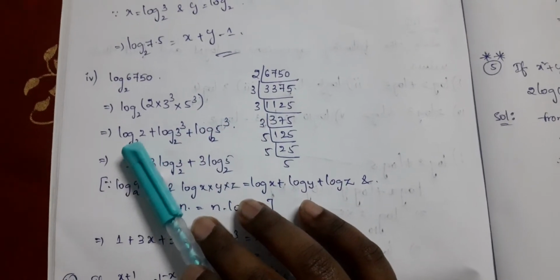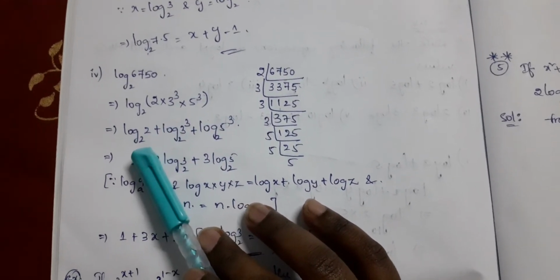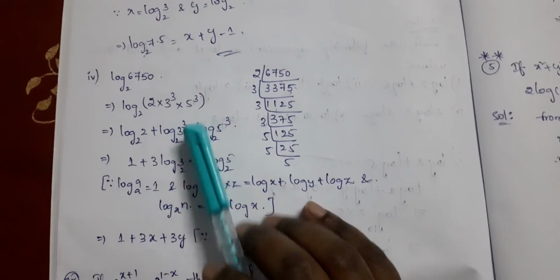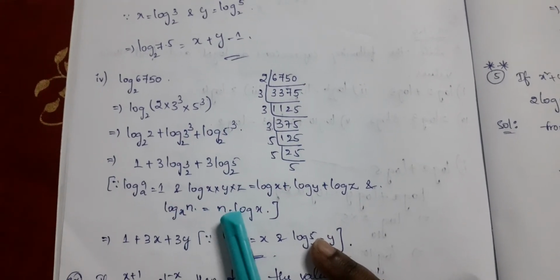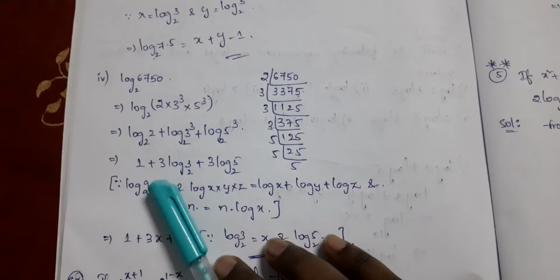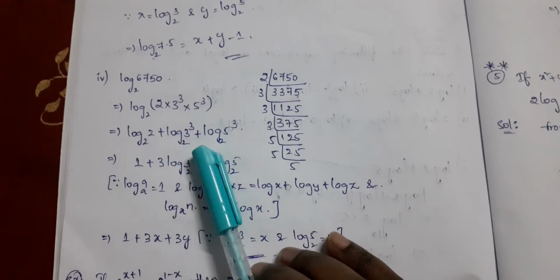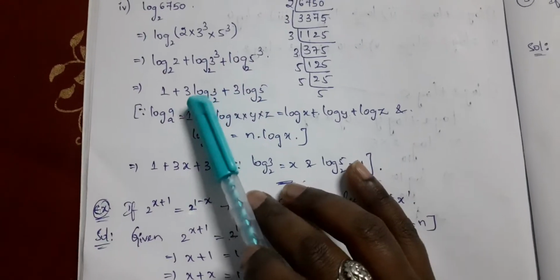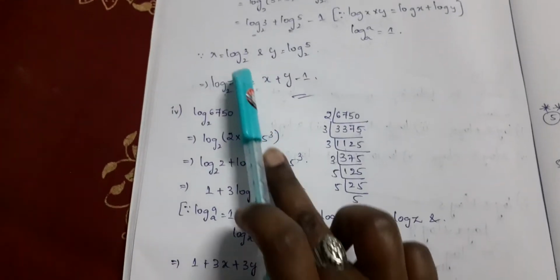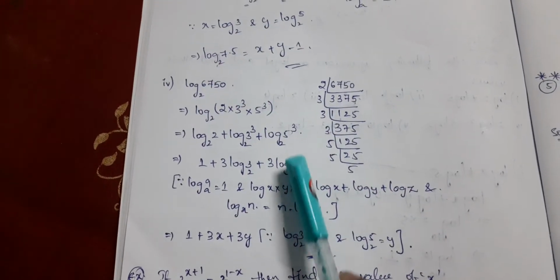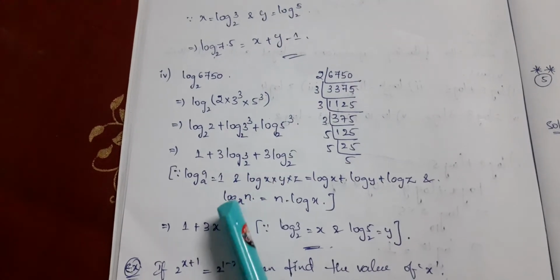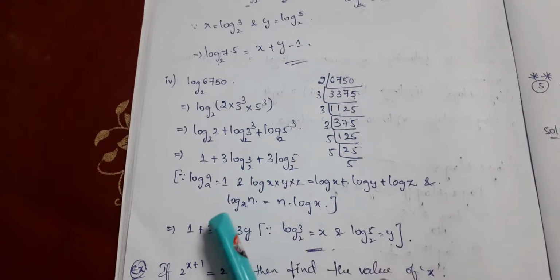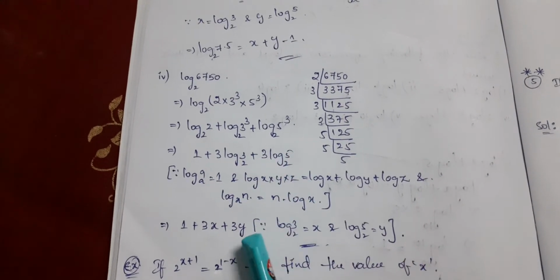Again, here see log 2 base 2: number and base value are the same, so it converts into 1, plus log 3 cube. Log x power n is equal to n into log x, which means the power comes to the front. So 3 log 3 base 2, plus again 3 log 5 base 2. Here log 3 base 2 value is x, and log 5 base 2 value is y. So I'm substituting: 1 plus 3x plus 3y.